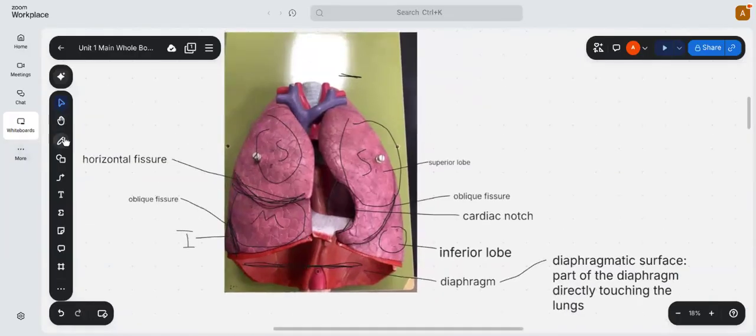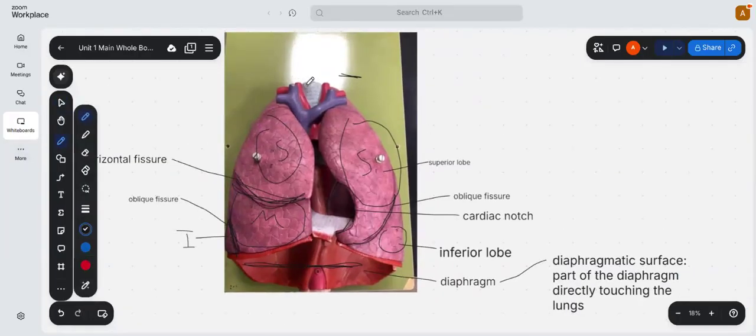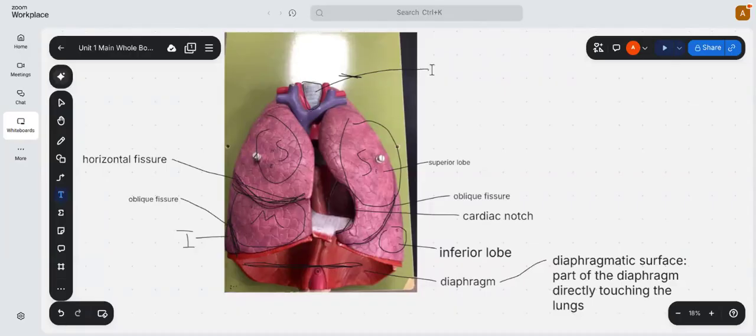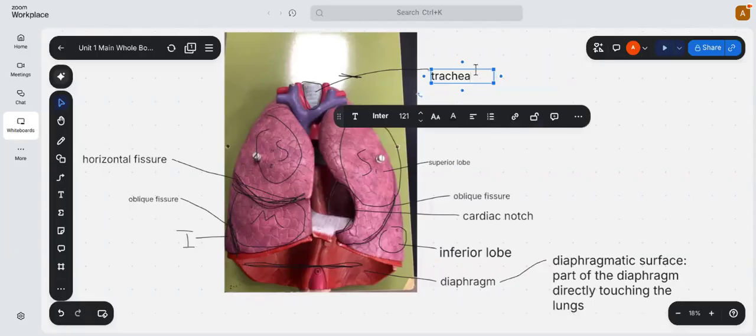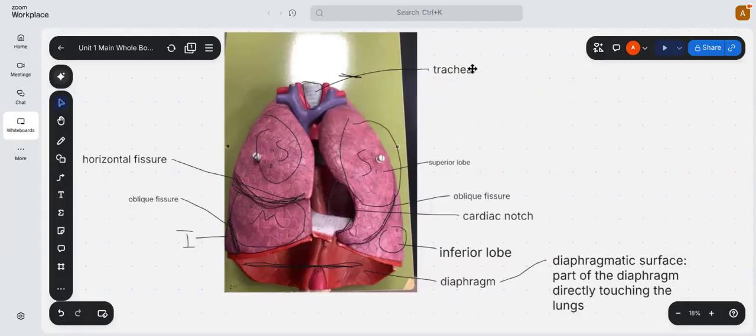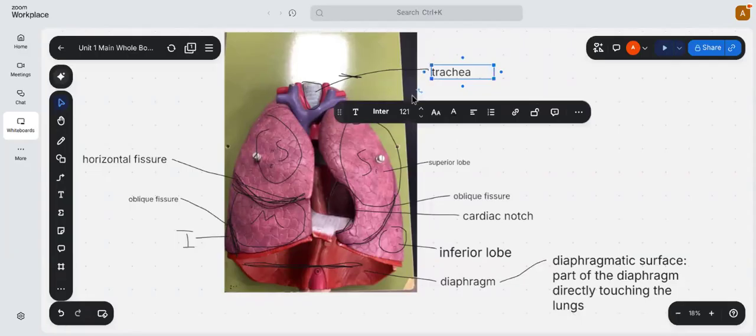Next, you have your trachea. This light blue portion over here, you can see different cartilage rings or the tracheal rings. That over there, that would be your trachea, and that is where air is able to come into your lungs so that you can then breathe.